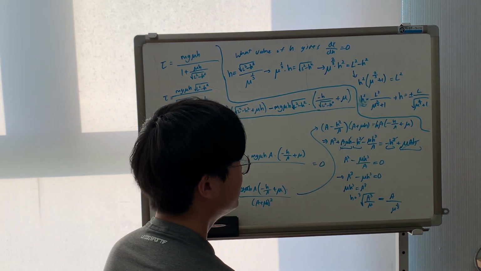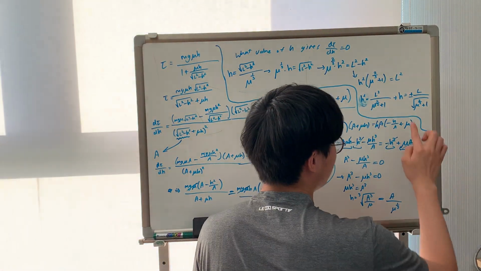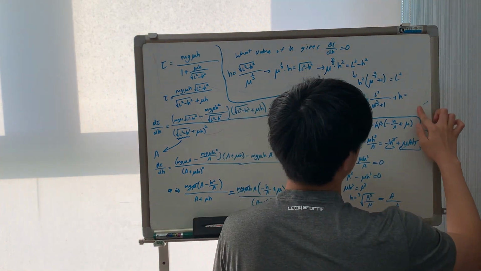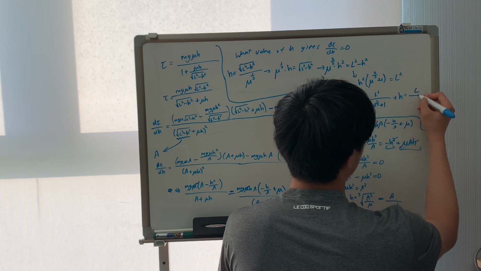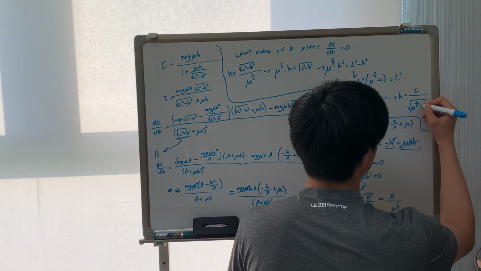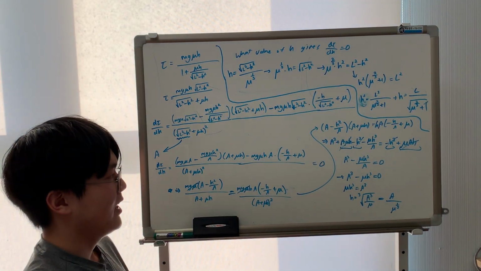Now, H, when you look at the diagram before, H has to be a positive number. So it's just going to be positive. So we have our answer, which is H is equal to L over the square root of mu to the power of 2/3 plus 1. Yeah, that is the answer.